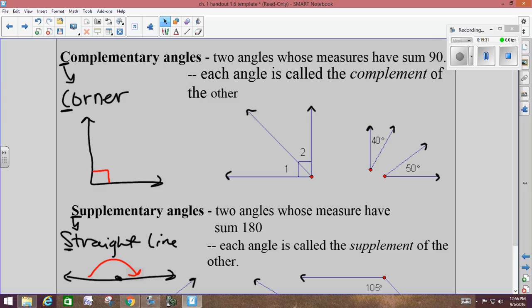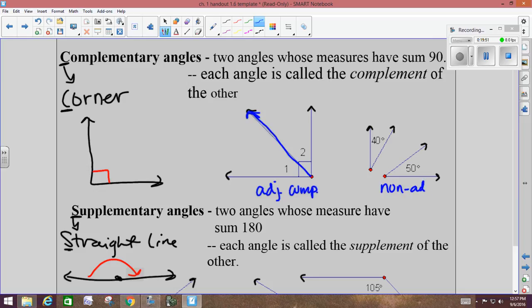In this first little picture of my complementary ones, they form the 90-degree angle. These would be adjacent complementary angles, because 1 and 2 share this ray. This one, obviously 40 plus 50 is 90, so they're complementary. We would just say that they're non-adjacent complementary angles, because they're not next to each other. They don't share anything. So you can have adjacent complementary, and you can have non-adjacent complementary.